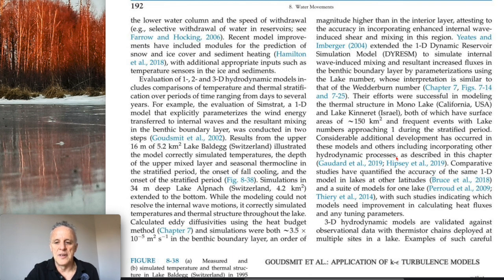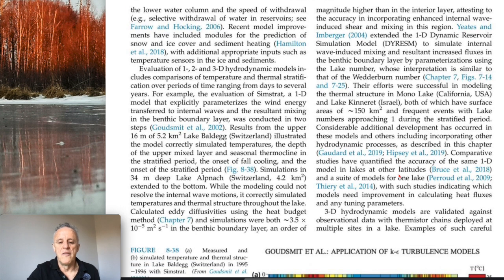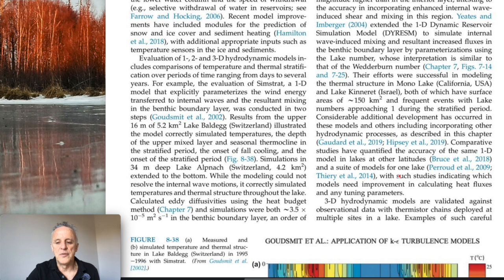Yeates and Imberger extended the 1D dynamic reservoir simulation model to simulate internal wave-induced mixing and resultant increased fluxes in the benthic boundary layer by parameterizations using the lake number, whose interpretation is similar to that of the Wedderburn number. Their effort was successful in modeling the thermal structure in Mono Lake and Lake Kinneret, both of which have surface areas of approximately 150 square kilometers and frequent events with lake numbers approaching 1 during the stratified period.